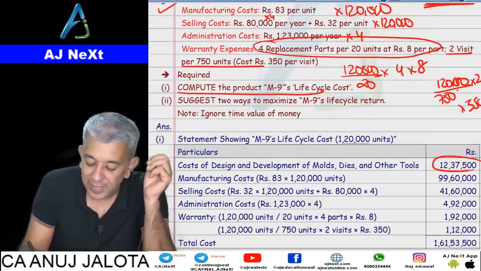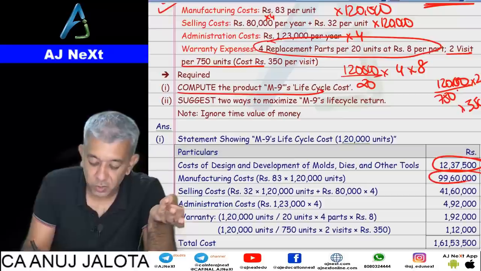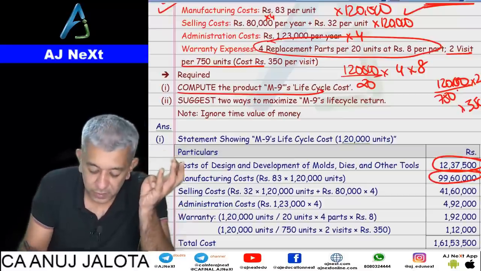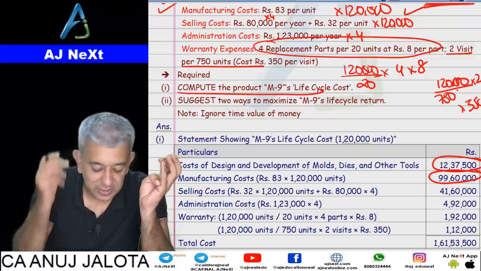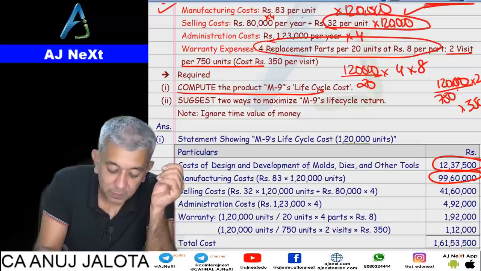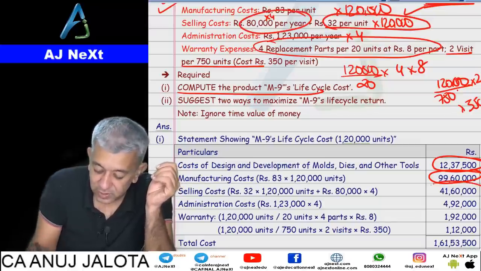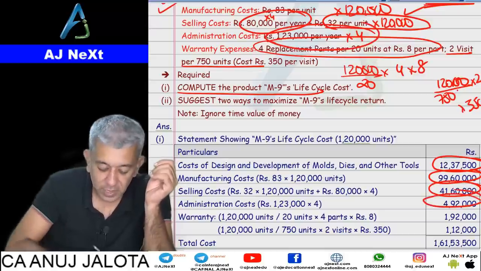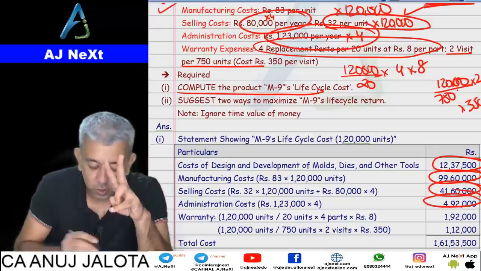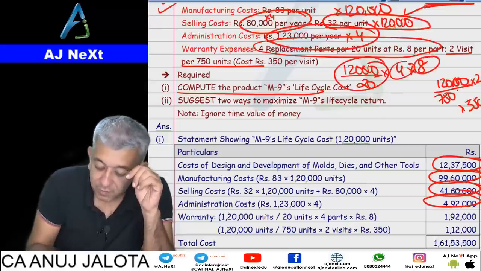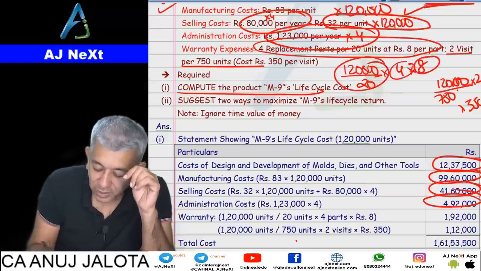So 1,237,500, then manufacturing cost, as I told, 83 into 1,20,000, what I wrote down over here. Then selling cost in this case 32 into 1,20,000 plus 80,000 into 4, that is whatever is written over here. Administration cost, directly this particular figure into 4. Then warranty, there are two costs: 1,20,000 upon 20 into 4 into 8, and 1,20,000 upon 750 into 2 into 350.